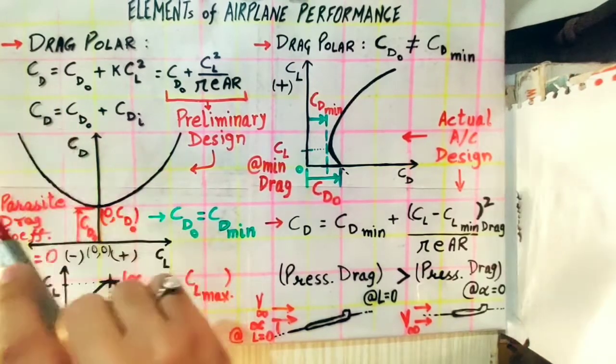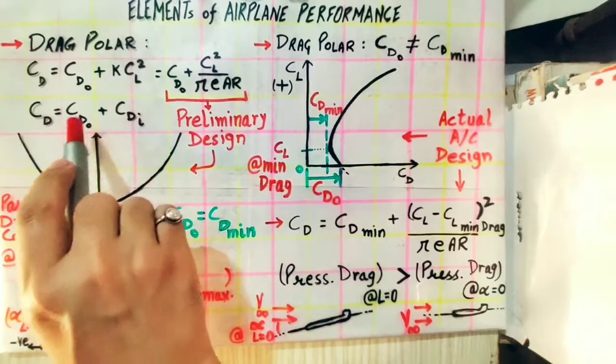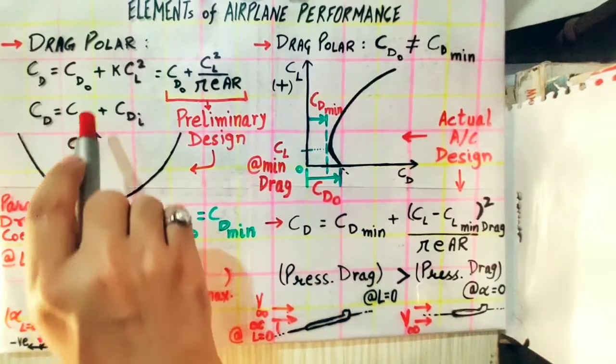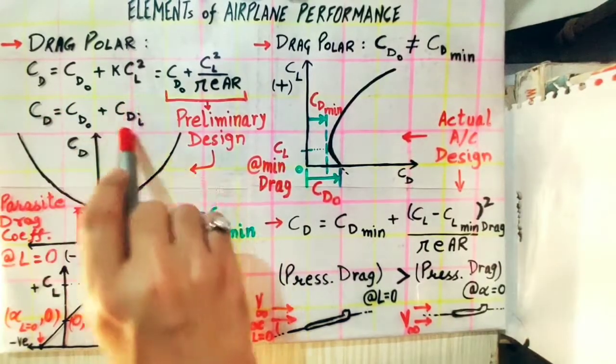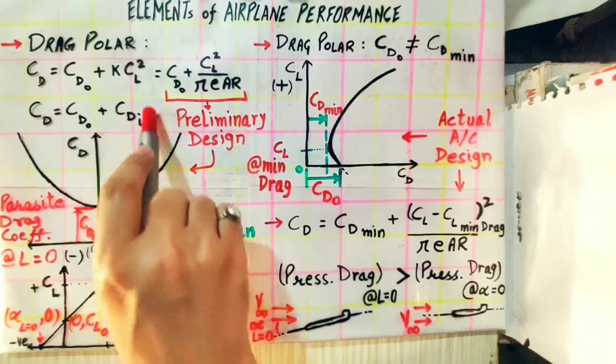Parasite drag we call it. Parasite drag is all because of skin friction and pressure drag. Skin friction and pressure drag, which are not contributing to lift, come under this CD naught, and every other lift producing element which takes part in drag comes under this CDI.